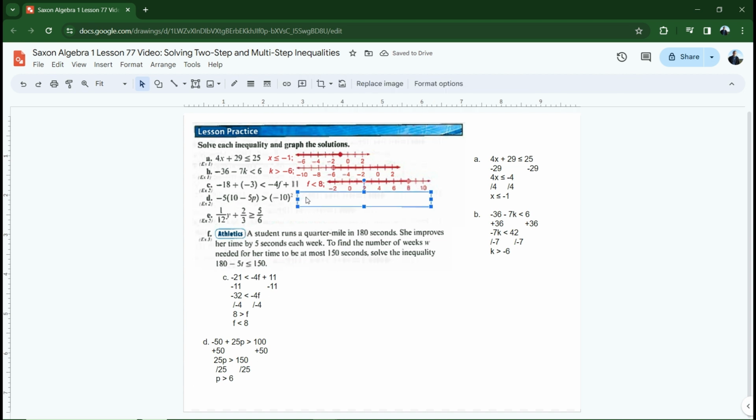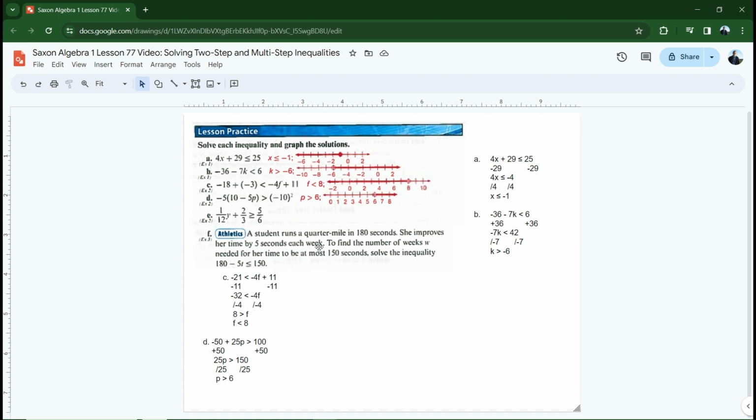Let's see if we did that one right. There it is. Open circle at 6, shade to the right. Hey, what if I plug in 6 to this one? Let's see what happens. 10 minus 5 times 6. Well, 5 times 6 is 30. 10 minus 30 is negative 20. Negative 5 times negative 20 is 100. Is 100 greater than 100? No. It's the same. So there would be my open circle at 6. And then I'm going to shade to the right of it.